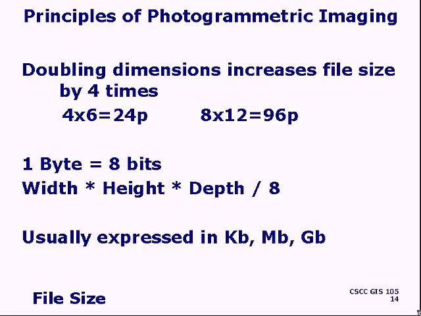Why? Well, you can see if we've only got 4 by 6 pixels, we only have 24 pixels. But if we double the 4, that's also going to double the 6 to 8 by 12. Now we've got 96 pixels. It increases in both directions.